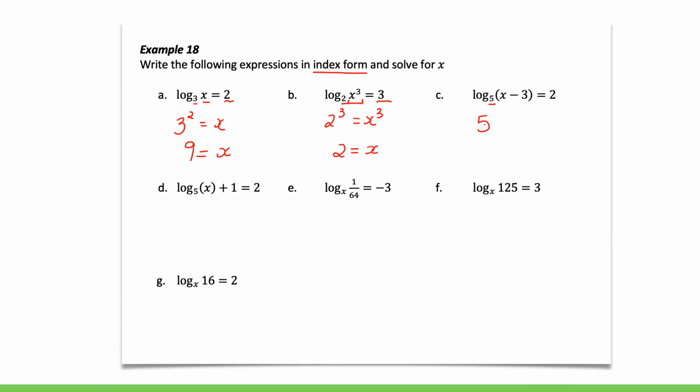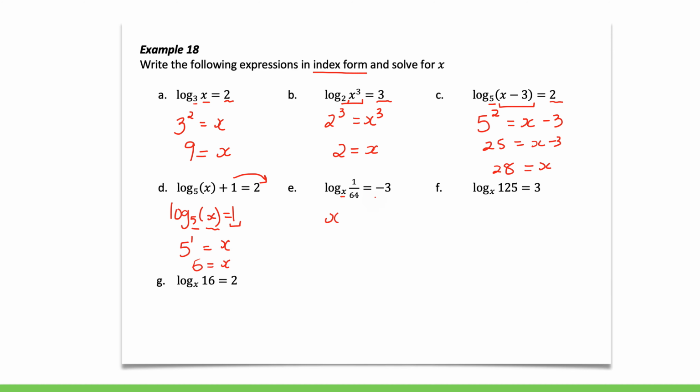The base to the power of the answer is equal to the inside value. Hopefully you're getting the hang of it. 5 squared is 25. Take the 3 over. Now before I can touch the log here, I have to take the 1 over to the other side because I can't use this rule when I have something else that's in the way. So this time the 1 is in the way. I'm going to take that over. So 2 minus 1 is just 1. And now I can conduct it. The base to the power of that answer is equal to the inside value.